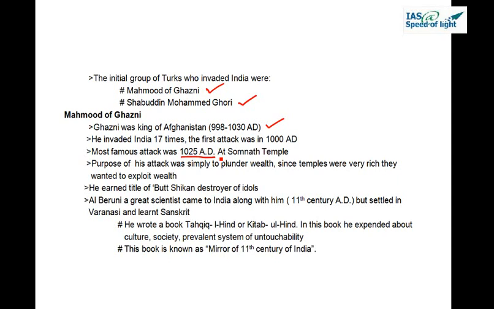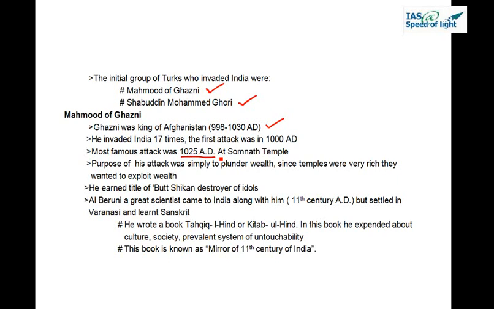One important thing to understand is the purpose of his attacks was simply to plunder the wealth, because since that time Indian temples were very rich, and these invaders wanted to exploit the wealth. So his attacks on India were an attempt to fulfill his ambitions to make Ghazni, that is Afghanistan, a formidable power in the politics of Central Asia. As we have discussed, Mahmud of Ghazni's raids into India were only to acquire the famous wealth of India, and obviously now this wealth would help him to consolidate his vast rule in Central Asia.